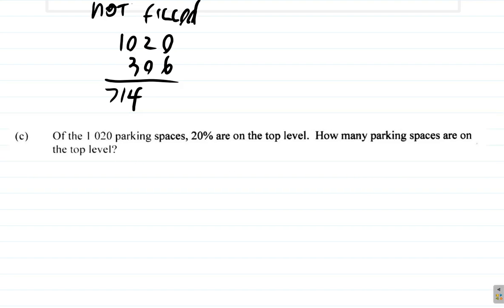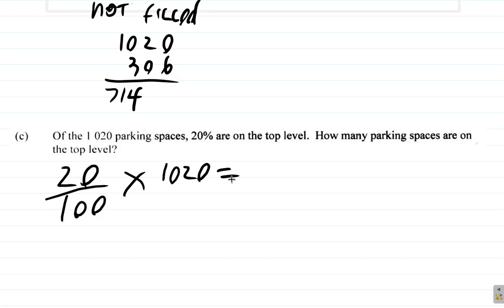So here now, 20% means 20, per means out of, cent means 100, right? Of means multiply. 20% of 1020 equals. Alright, so work that out. Pause and work that out for me. What did you get?